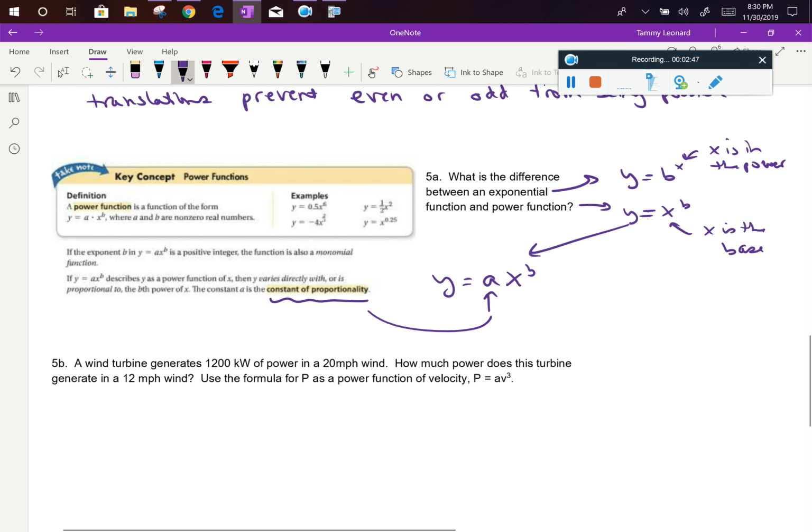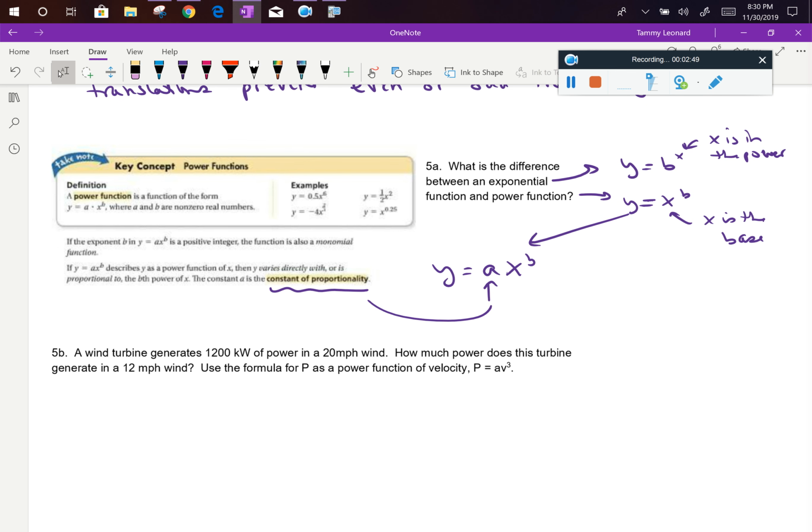In 5b, we're going to actually make use of the power function. We're going to have a wind turbine, which generates 1,200 kilowatts of power in a 20 mile per hour wind. And we're asked, how much power does this turbine generate in a 12 mile per hour wind? So obviously we would expect it to be less, but the question is how much less? So it says use the formula for P as a power function of velocity. So they give us the power function to work with.